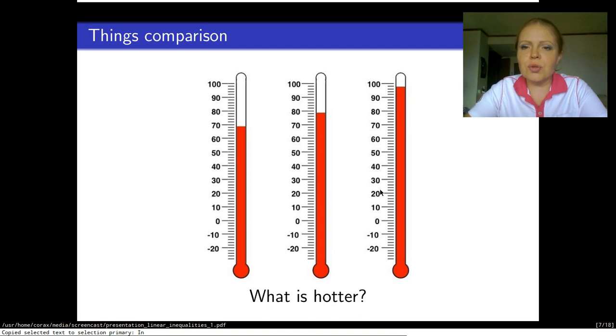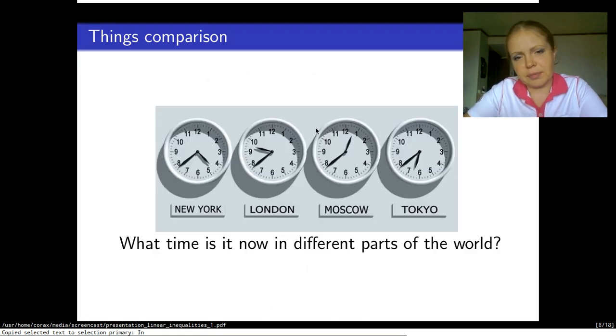This picture shows you 3 thermometers, 3 temperatures. This is 1, 2, and 3. The temperature on thermometer number 3 is higher than on number 2. So we can say 98 degrees is greater than 78. 68 degrees is less than 78 degrees.